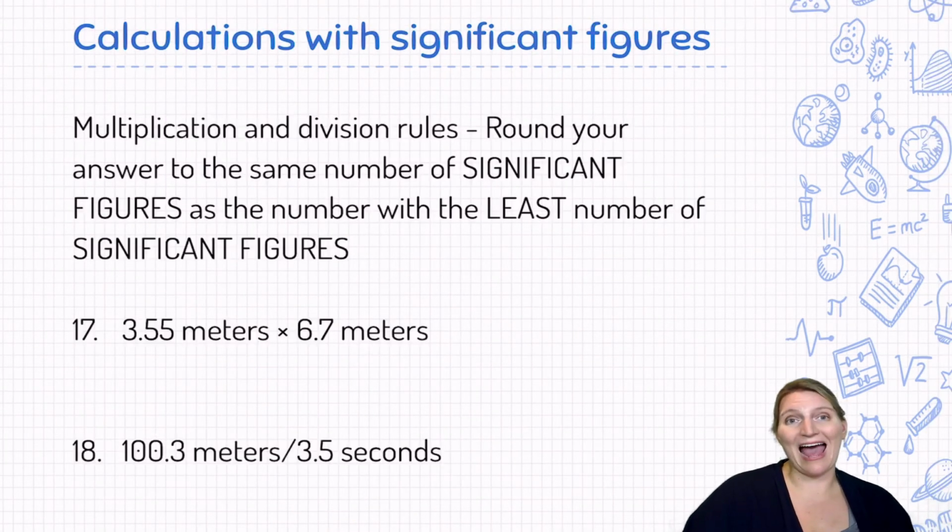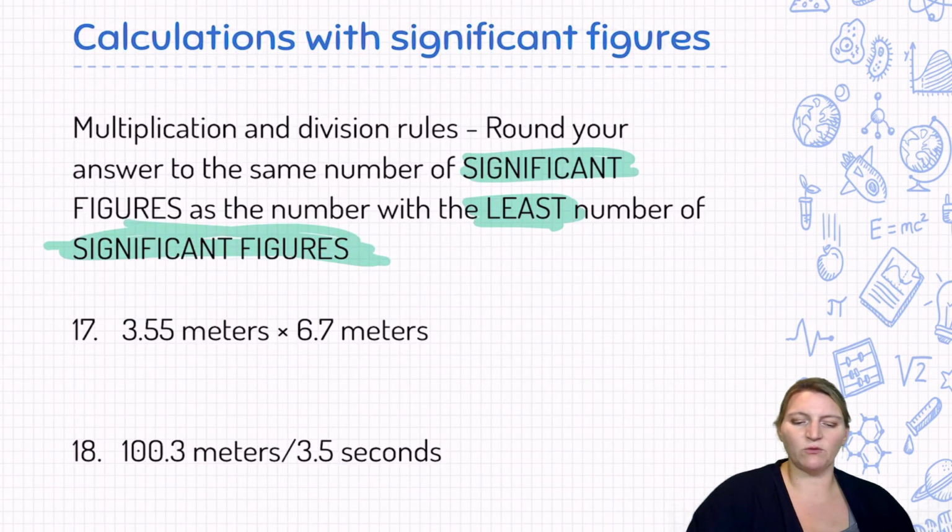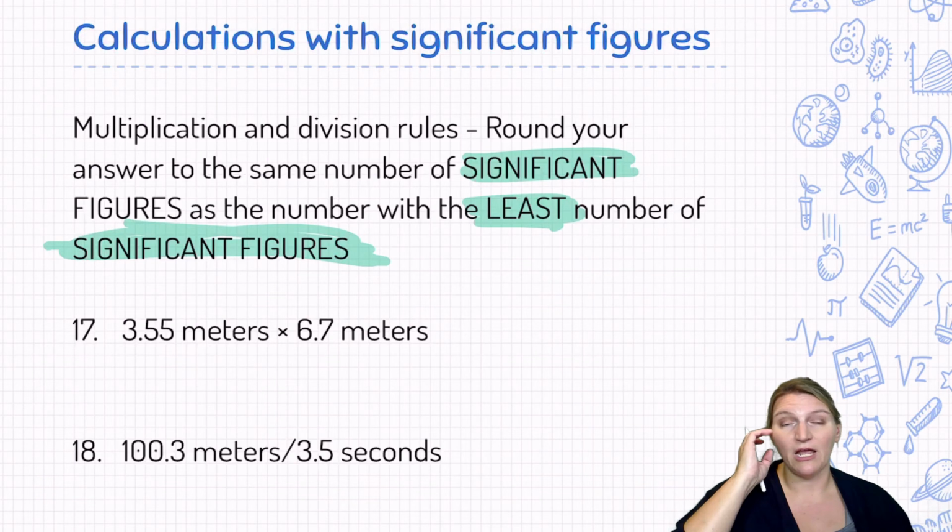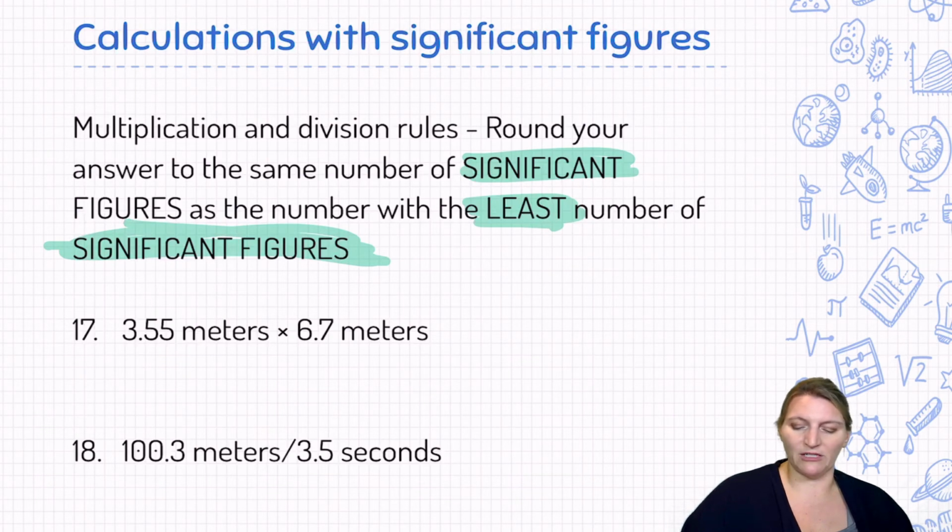More often than adding and subtracting, you're going to be multiplying and dividing in chemistry. So this is the rule that you're probably going to use most often. So be sure to write this rule down. In multiplication and division, you round your answer to the same number of significant figures as the number with the least number of significant figures. That's why those 5 rules at the beginning of trying to figure out how many significant figures a number has is really important. So I take 3.55 times 6.7.